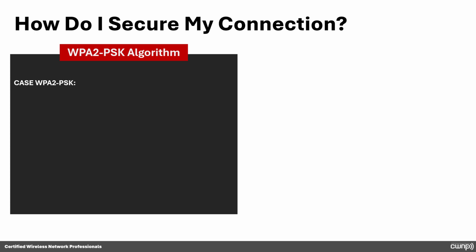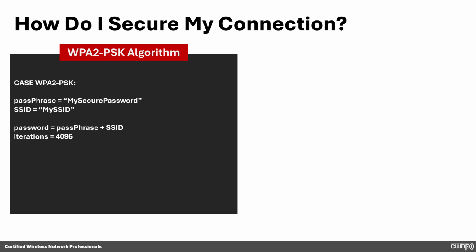So we have a case for WPA2 PSK, and the first thing we have to do is set the passphrase and the SSID, because as we'll see, these are used in the formula to derive the PSK from the passphrase. We also need to then indicate that our passphrase, from the perspective of the formula that's used in the standard, is actually the passphrase plus the SSID, and not just the passphrase alone. So we'll set the password to equal that. Then we'll set iterations to 4096 because the standard specifies that we must do 4096 iterations.